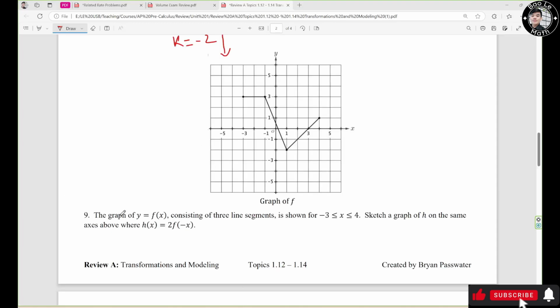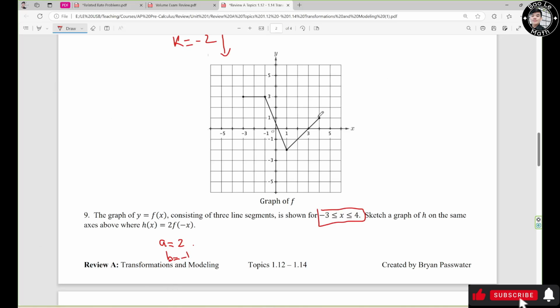Now let's move on to question number 9. The function f is given on the x and y coordinate plane right here, within the interval negative 3 to 4, right? The graph of h is given by 2 times f of negative x, right? So in this situation, a equals 2, which means there is a vertical dilation by a factor of 2, right? And then you see b equals negative 1, which means there is a reflection over the y-axis, right? So by the order of transformation, we need to do reflection first, right?